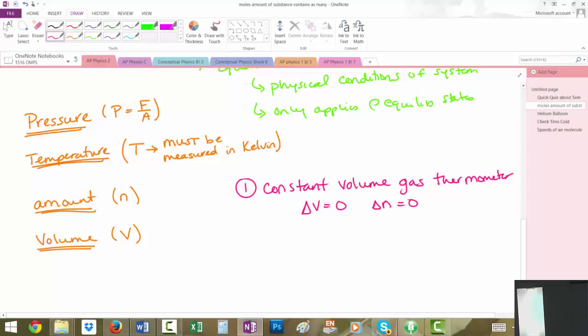What's going to happen to the temperature as the pressure changes? Are they going to change? I kind of alluded to it a little bit earlier. Is it going to be a direct relationship or an indirect relationship? Direct, right? As the temperature goes up, the pressure is going to go up.